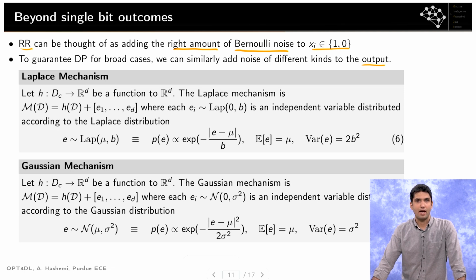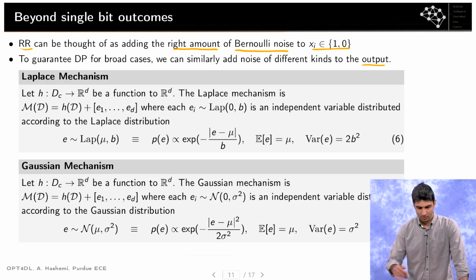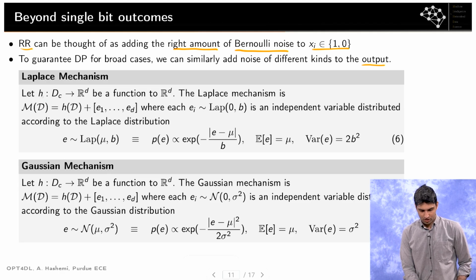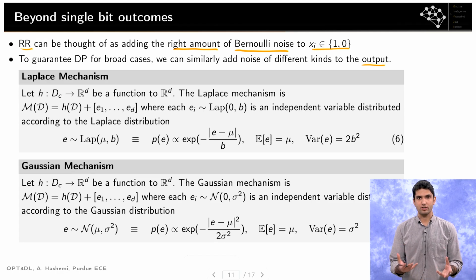As the name suggests, in one case we are adding Laplace noise to our outcome, and in another case we are adding Gaussian noise to our outcome. Let's talk about them a little bit. Let's say that we have some function H of our original training data. The function takes some data set and returns a vector in R^d. An intuitive way to think about this is that our function is maybe the parameters of a model.